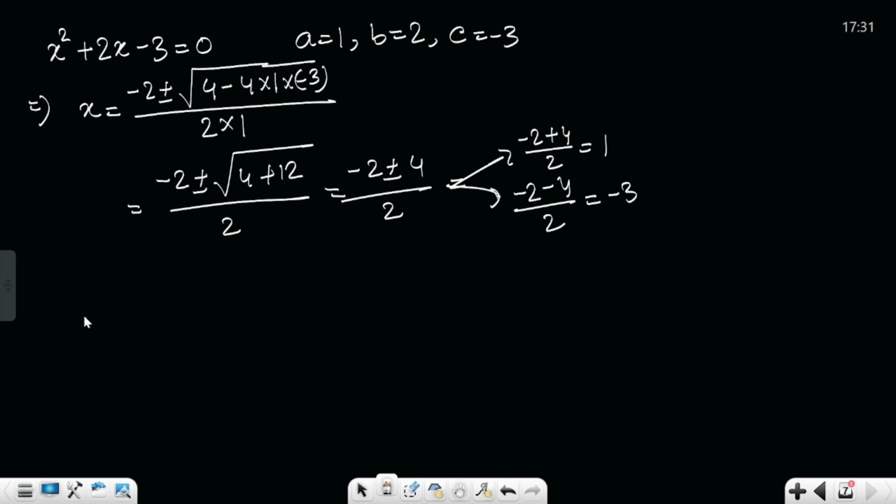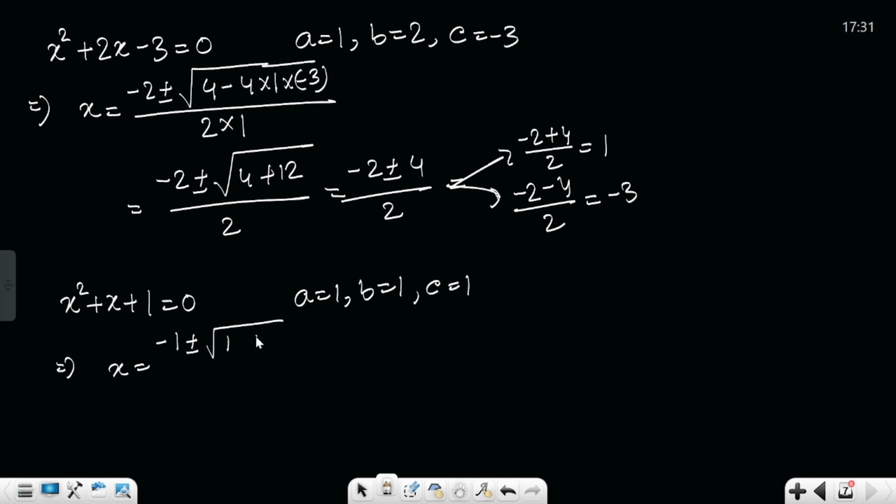Okay, so let us apply it for this equation: x squared plus x plus 1 equal to 0. This is a famous equation. Let us solve it, then I will tell you why. So in this equation a is equal to 1, b is equal to 1, c is equal to 1 also, right? So x can be written as minus b, minus 1, plus minus root of b square, 1, minus 4 into ac, 1 into 1, divided by 2a, 2 into 1, right? So this will be minus 1 plus minus root of minus 3 divided by 2.